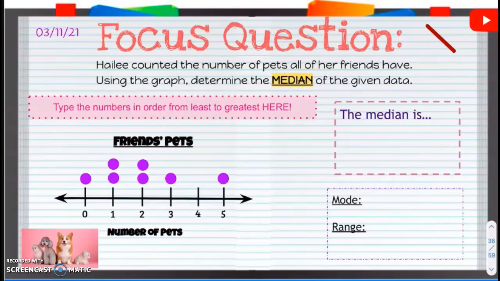All right, our focus question. So again, Haley counted the number of pets all her friends have. Using this graph, we're going to determine the median.